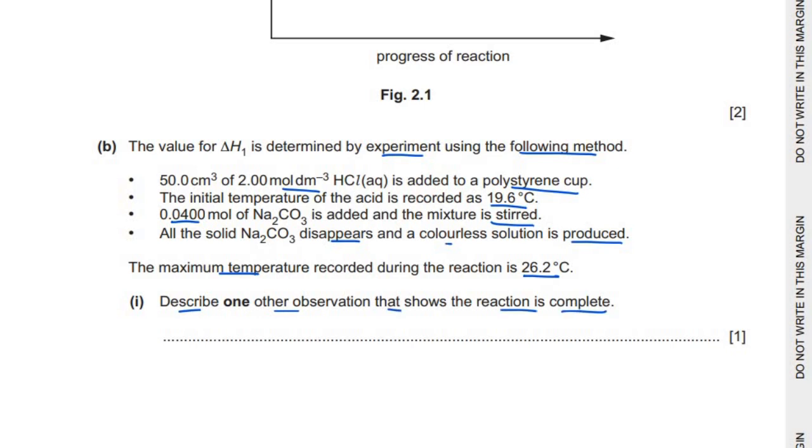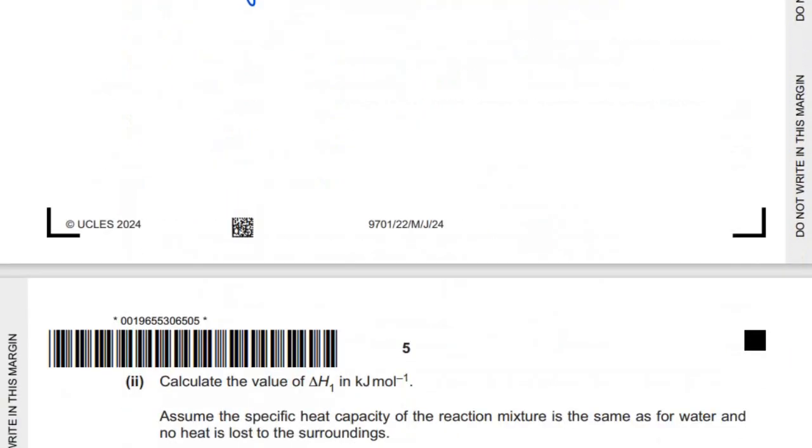Now what one other observation? The first observation is that the solid sodium carbonate disappears. What is the next observation? We need to understand that we are adding a carbonate to an acid. Whenever a carbonate is added to an acid, carbon dioxide gas is produced, so fizzing or effervescence is seen. So when the fizzing stops, the reaction is complete. That's how we can make out that the reaction is complete. Okay, let's see the next question.